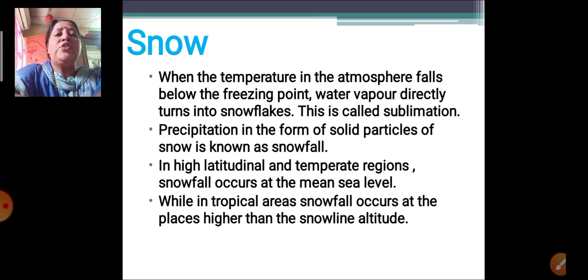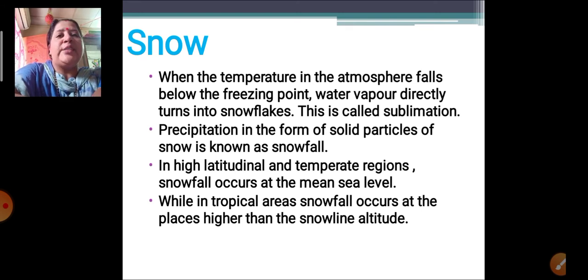Now, where does snowfall mainly take place? In places where the temperature is below the freezing point. When the temperature goes below the freezing point, water vapor is directly turned into snowflakes. And this is called sublimation. Water vapor turning into snowflakes is called sublimation. Precipitation in the form of solid particles of snow is called snowfall.